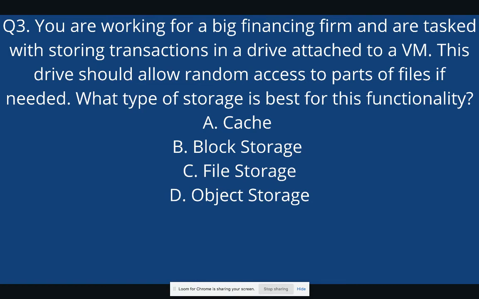Option C, file storage, is a type of storage used in NFS, but it's not a drive attached to a VM, it's just storage, it's a cloud storage option. Option D is not the same, because option D says object storage, which is where you store files into buckets. So they're not attached to a drive, and that drive is not attached to a VM. So the correct option is B, block storage.